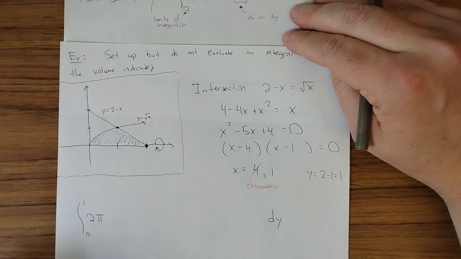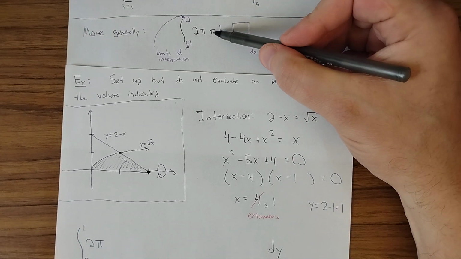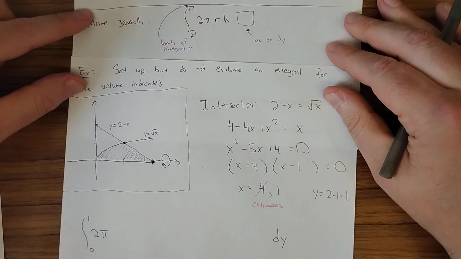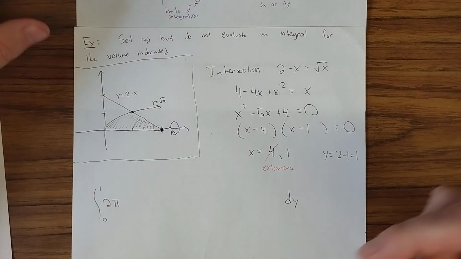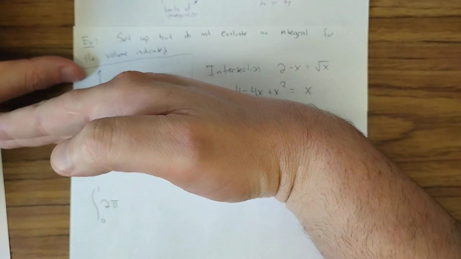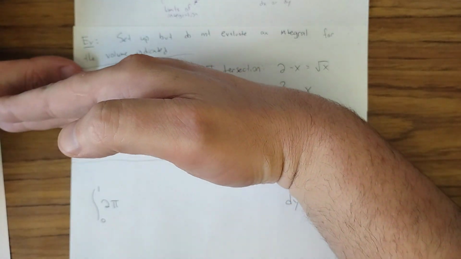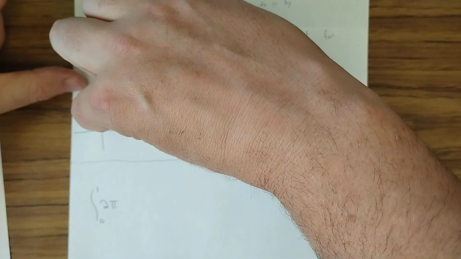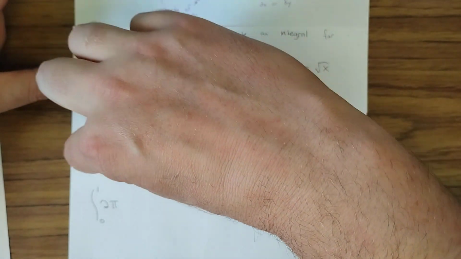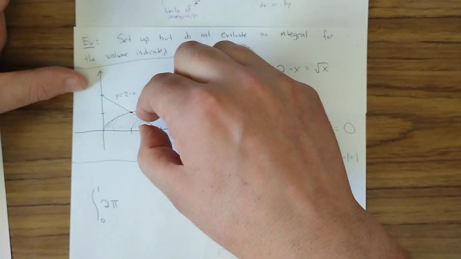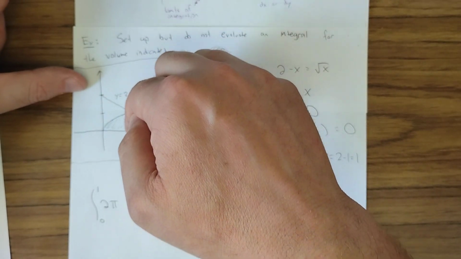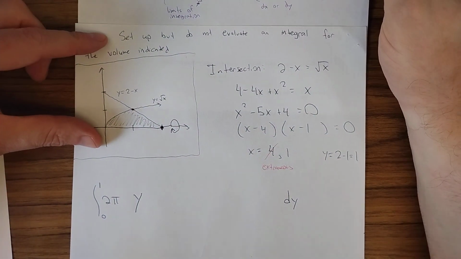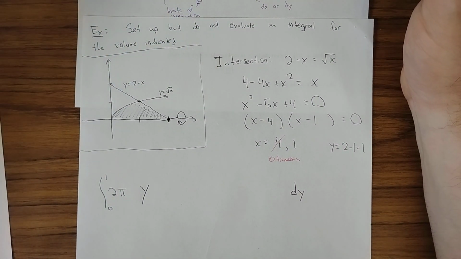What else do I need? I need r and I need h. R is the radius of my cylindrical shell, so I imagine taking a slice, and it could be higher or lower. It's at some value that we'll call y. And when I spin that around, the radius is the distance between the slice and the axis of revolution. So my radius, I'm just going to write the letter y.